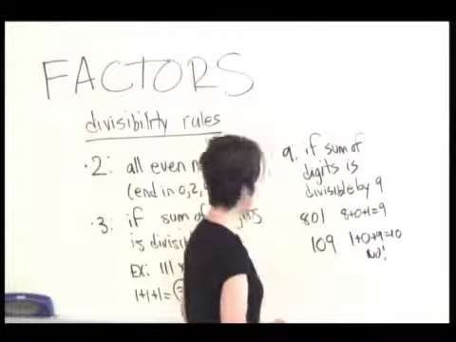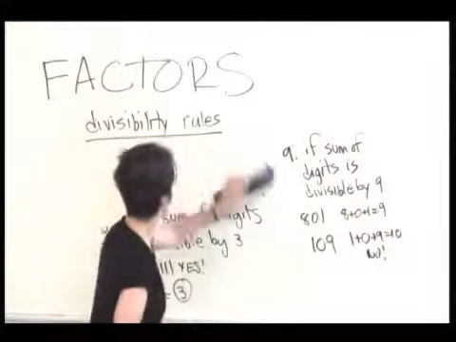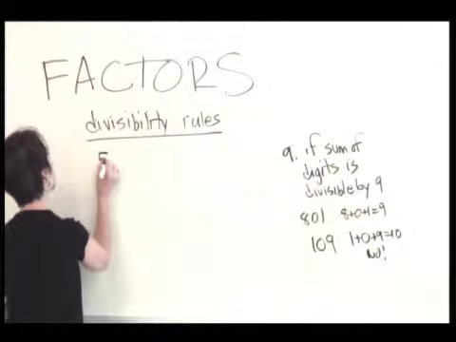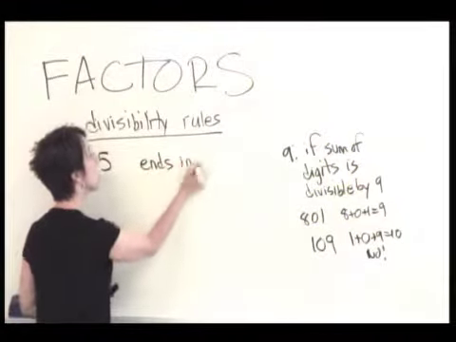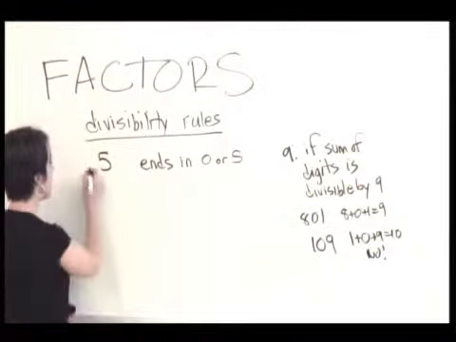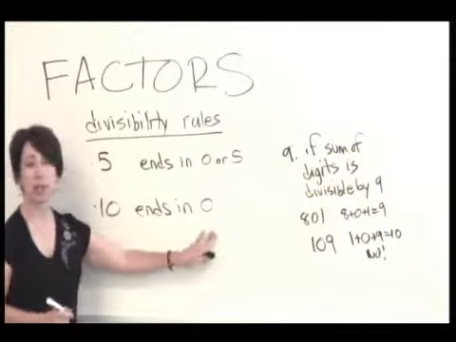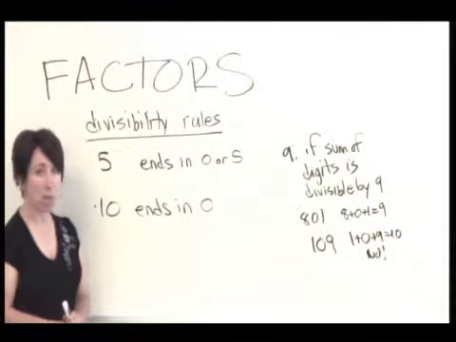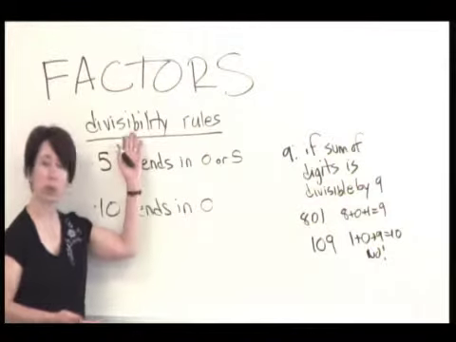Now, let's look at 5 and 10. A number is divisible by 5 if it ends in 0 or 5. A number is divisible by 10 if it ends in 0. So these are just some quick rules to memorize and to help you decipher what some of the factors of a given number are.